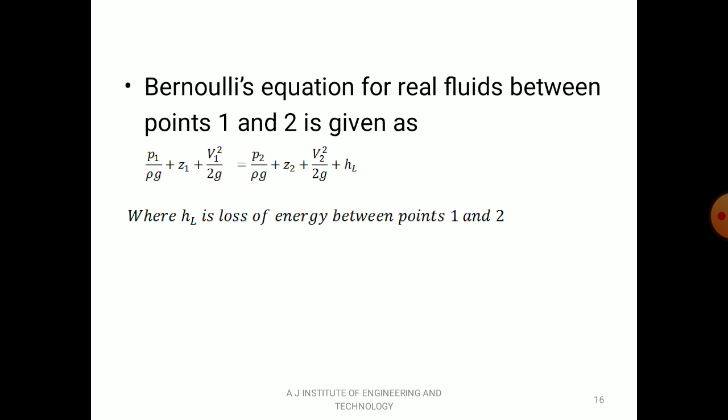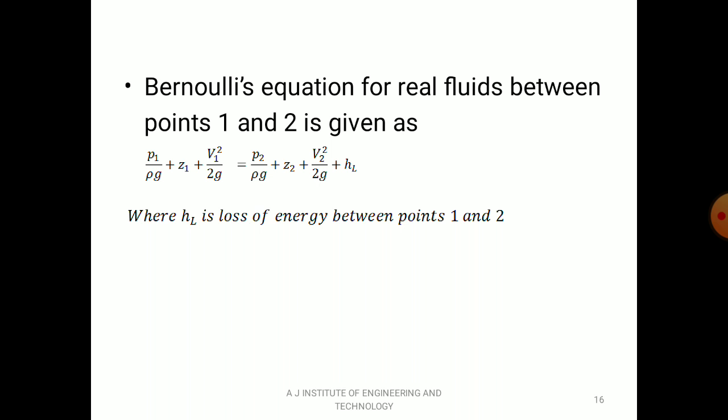Now here fluid has viscosity. Because of the viscosity we have friction. Because of the friction there is a loss of energy. So we have to add that loss of energy to make P1 divided by rho g plus Z1 plus V1 square divided by 2g equal to P2 divided by rho g plus Z2 plus V2 square divided by 2g plus HL, adding HL to the section 2 or point 2 side. Because of the fluid flow through the section, we are going to get some energy loss.